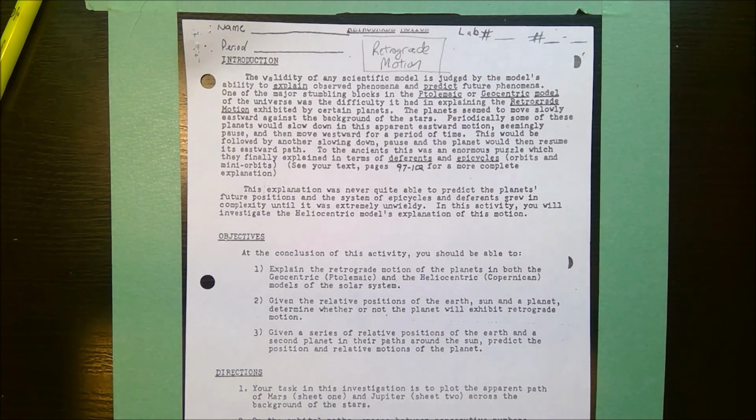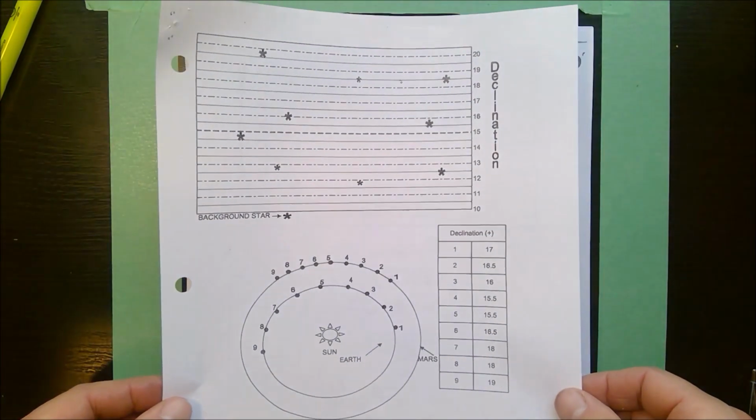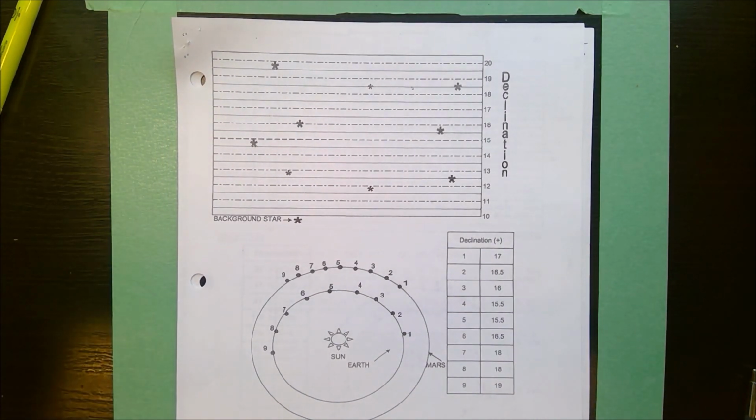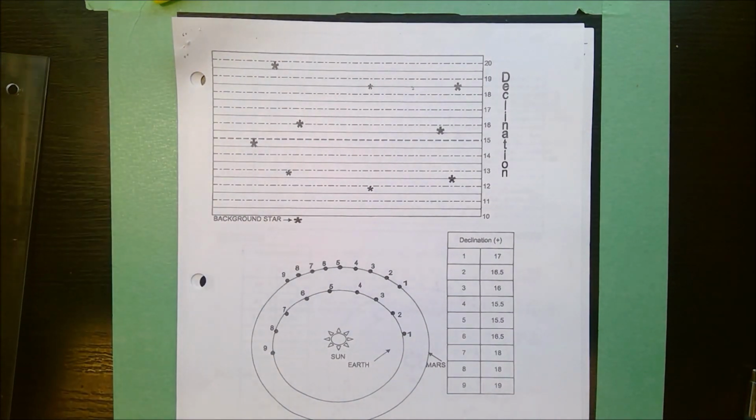When you look at this, the first thing that you have to do is to construct the two models on the back, illustrating the retrograde motion of both Mars and Jupiter. So I'm going to give you this model. You're going to need a ruler. I would suggest you use pencil, and then also a highlighter at the end would make it easier to visualize the apparent path of the planet.